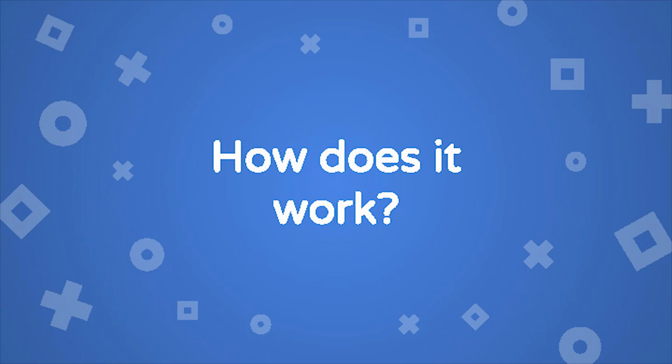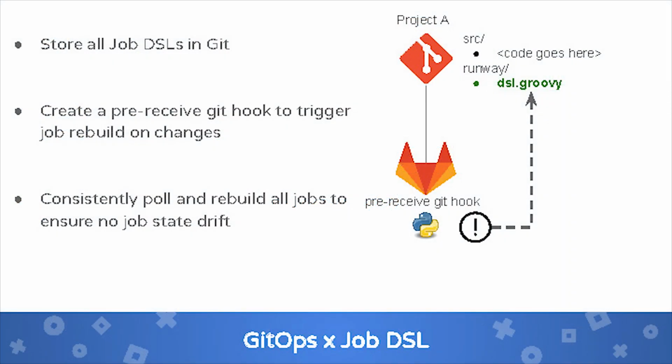So a lot of talking, but how does it actually look in practice? The first thing you want to do is store all your job DSLs in Git, and you could put it in a directory. We called it Runway at the company I worked at, and it was called DSL.groovy. You could create a pre-receive hook in your Git server of choice to listen to changes to that file, and when a change is noticed, you can do some magic. Or ultimately you could do what I said earlier and just have a consistent poll. You don't have to do an active change on a pre-receive.